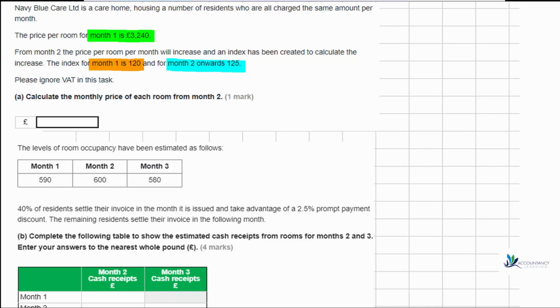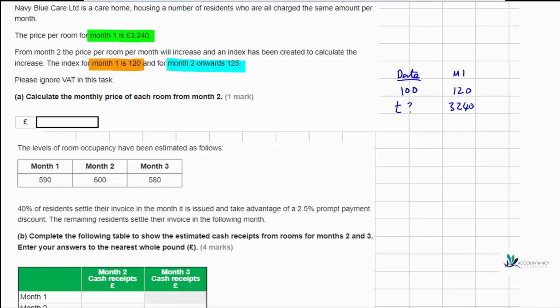So let's just revise what we mean by all these indices. On a particular date, we show an index number of 100 for whatever the price is at that time. Then on a future date, for example in the question now, we have month 1 with an index of 120. So that's telling us that the price today, and we know what the price today is, don't we? Because that's going to be 3,240.